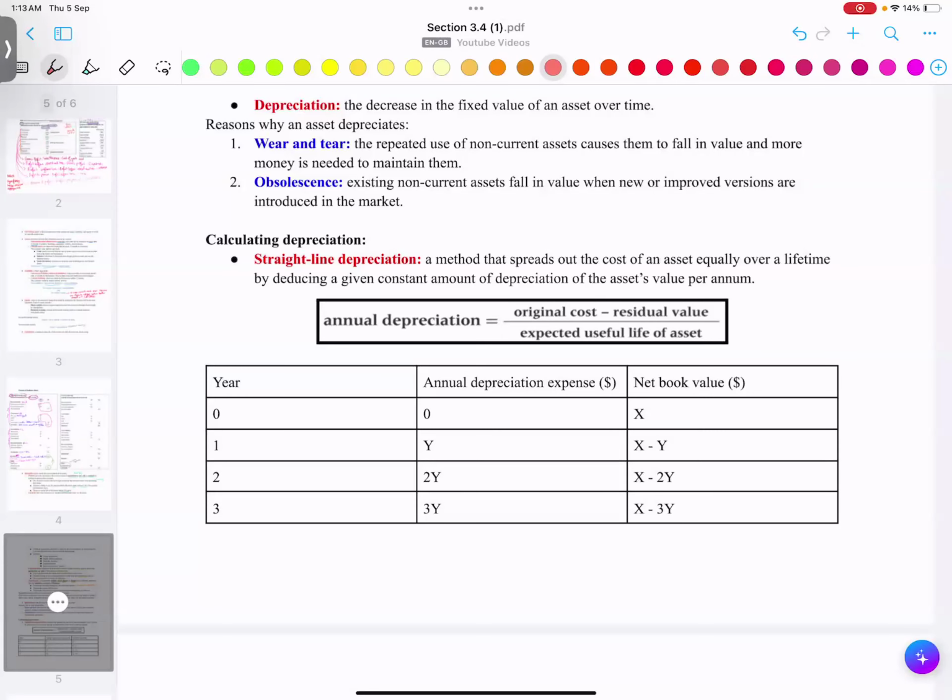Hello, you guys. This is part 2 of IB Business Management 3.4. Now we're going to be doing the only part, which is depreciation. So let us begin. So what is depreciation?